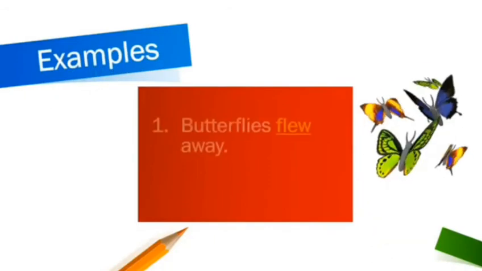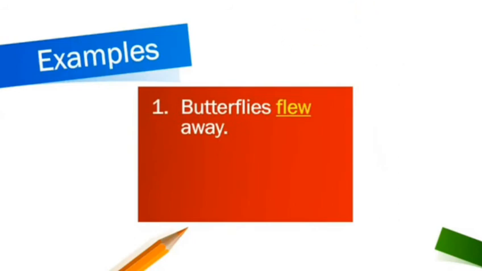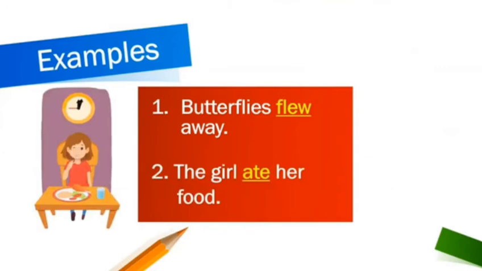For example, the butterflies flew away. Here the verb given was fly. But they have already flown away, means they have already gone. So we have changed the verb fly to flew. We have changed the spelling also. The girl ate her food. The girl is not eating. She has already finished eating food. So we have changed eat to ate.